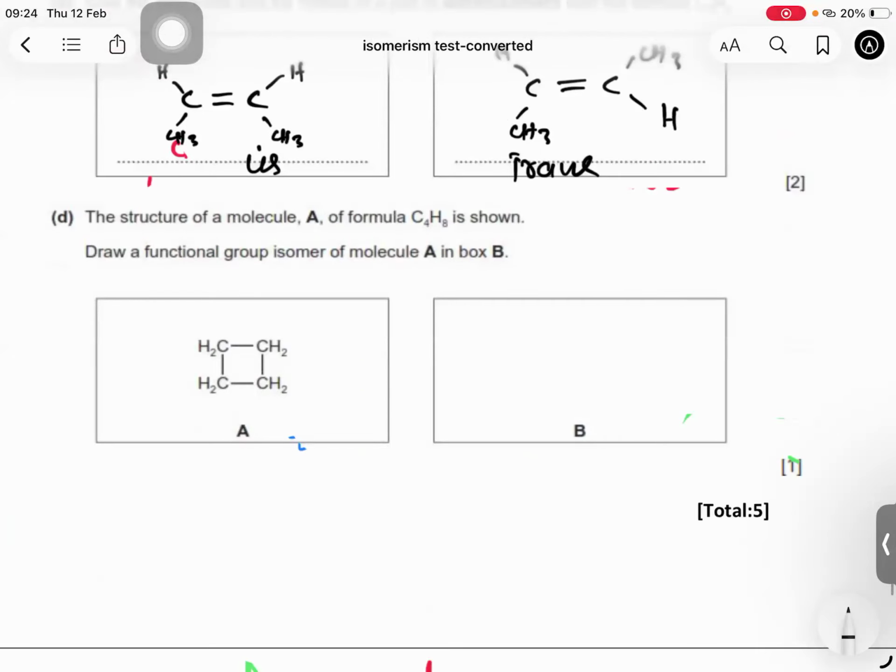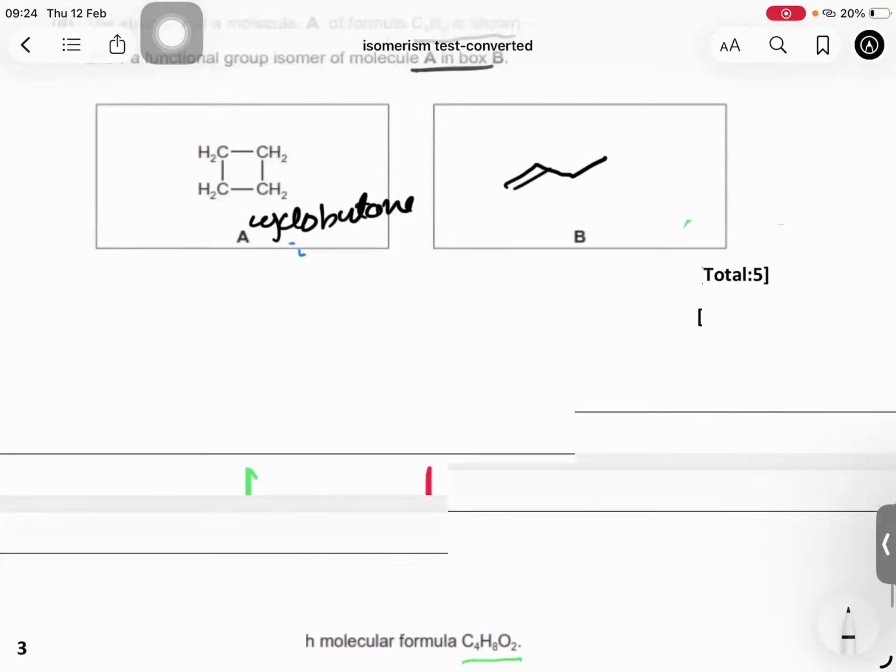The structure of the molecule A with formula C4H8 is shown. Draw the functional group isomer for A. A is a cyclobutane. So the functional group isomer of a cycloalkane is an alkene. So you can draw any alkene: 1-butene, 2-butene, or 2-methylpropene. Any answer is the right answer.